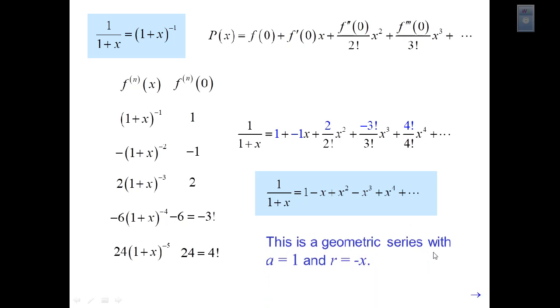Now, this is also a geometric series, and this one has an a value of 1 and an r value of negative x. So you should be able to identify that, and by the way, that is the infinite sum of this series, and it goes right back to the sum of a geometric series equation that we learned in part one, in section 1.